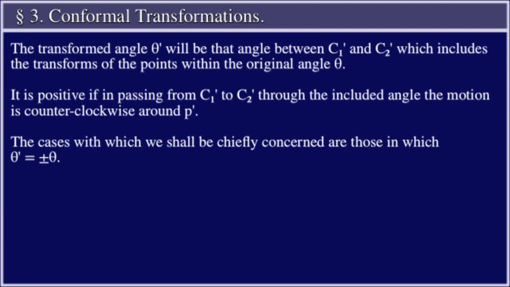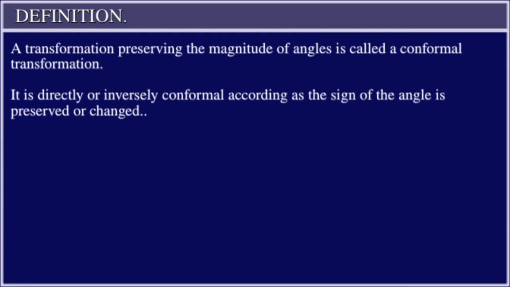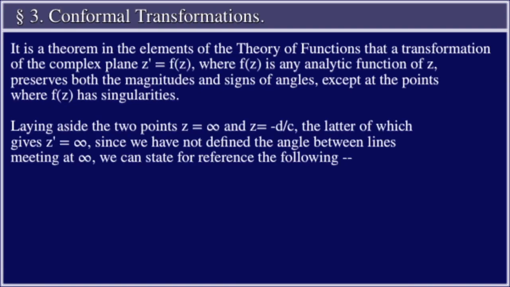The cases with which we shall chiefly be concerned are those in which theta prime is equal to plus or minus theta. Definition: a transformation preserving the magnitude of angles is called a conformal transformation. It is directly or inversely conformal according as the sign of the angle is preserved or changed. It is a theorem in the elements of the theory of functions that a transformation of the complex plane, z' equals f of z, where f of z is any analytic function of z, preserves both the magnitude and signs of the angles, except at the points where f of z has singularities.